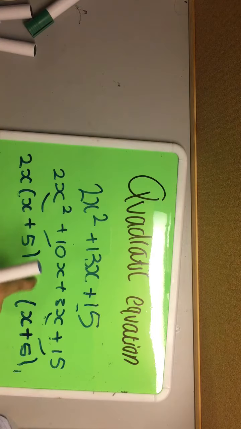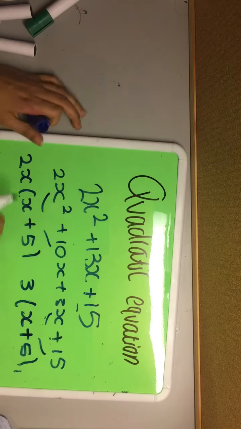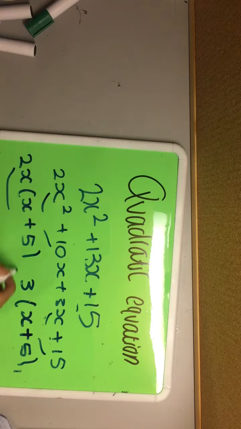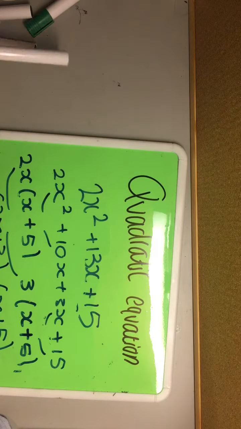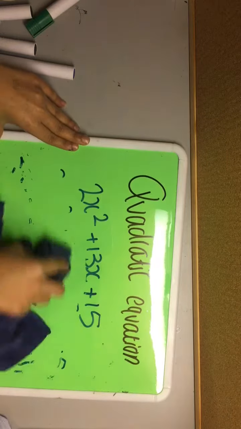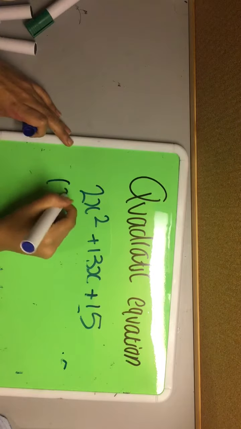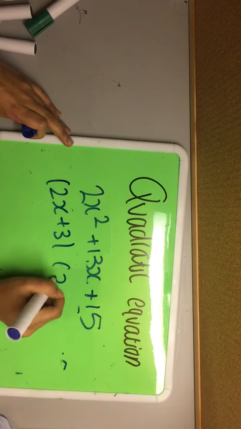So you just need to work out the highest common factor, which in this case is 3. This works because 3 times x makes 3x, 3 times 5 makes 15. Then you pull these two numbers together, which makes 2x plus 3, plus because there's no minus sign, times x plus 5. That is the factorized expression. If you wanted to check that, we've got 2x plus 3, x plus 5. That is the correct answer.